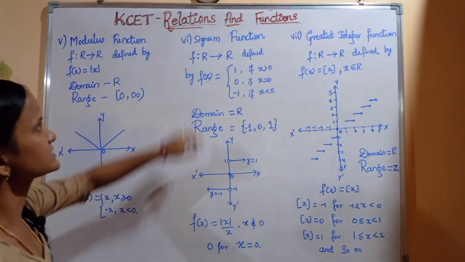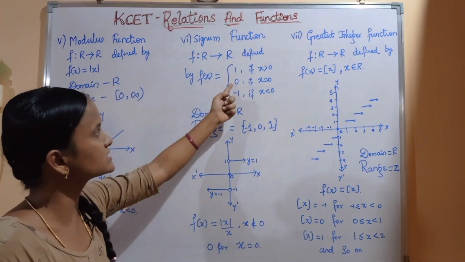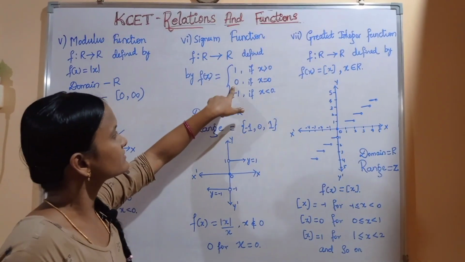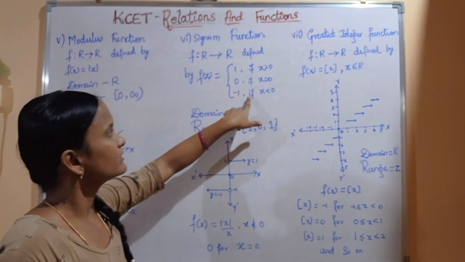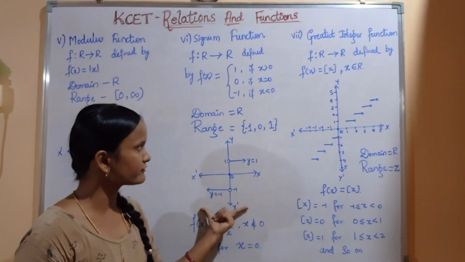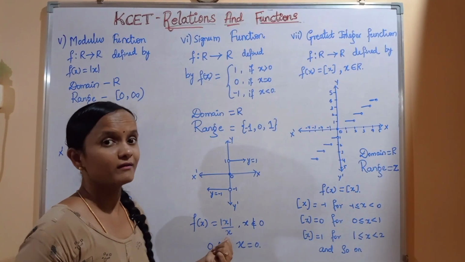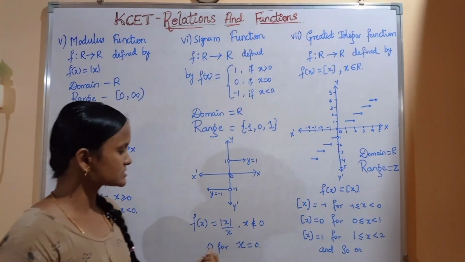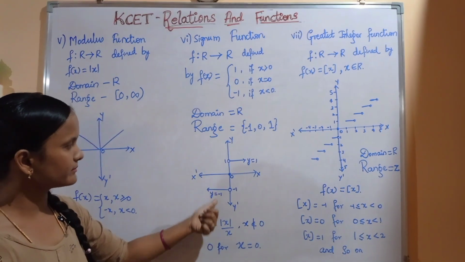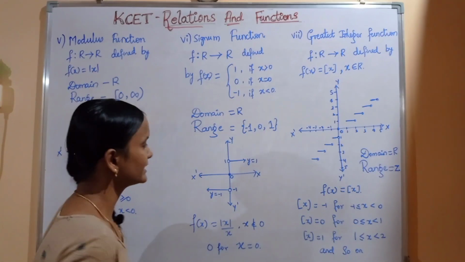Next, signum function: f is from R to R defined by f of x is equal to 1 if x is greater than 0, 0 when x is equal to 0, and minus 1 if x is less than 0. Therefore, this is the graph of the signum function and it is defined as f of x is equal to mod x divided by x when x is not equal to 0. If x is equal to 0, then the function value also becomes 0. So, this is the particular graph. Here we can see that 0 is mapped to 0 only.